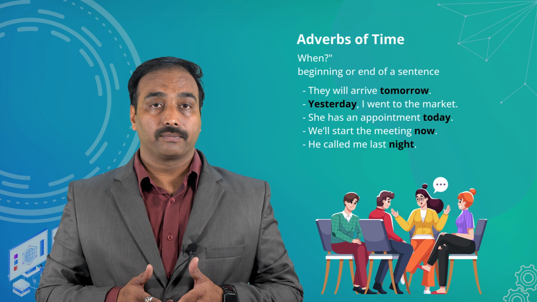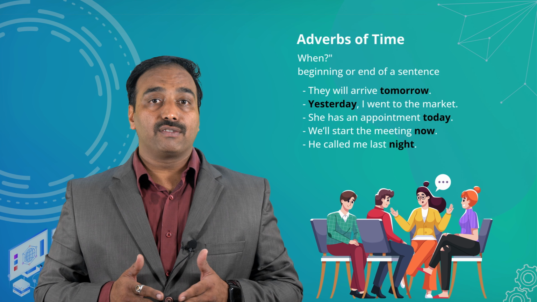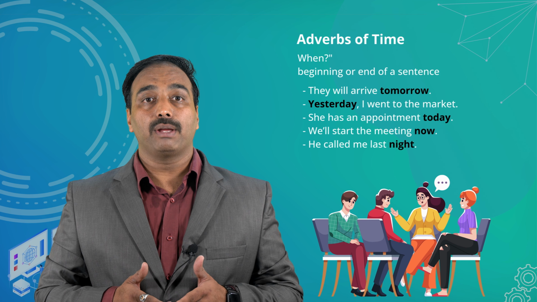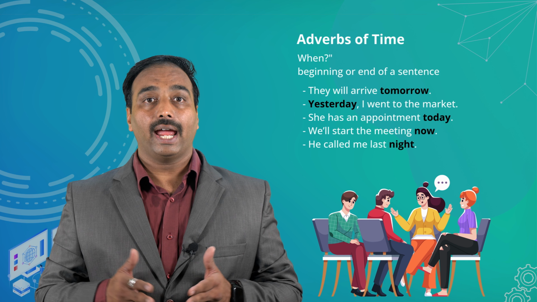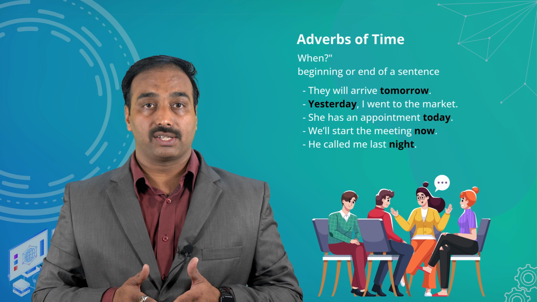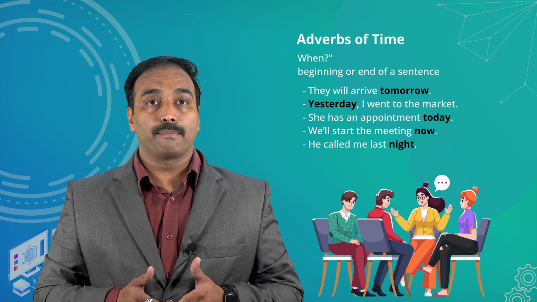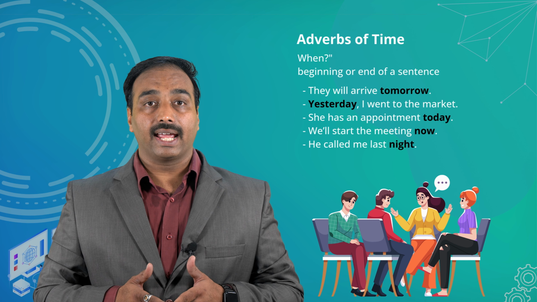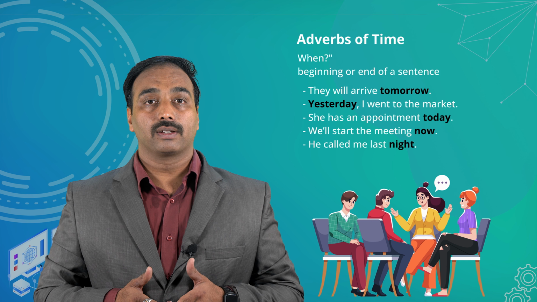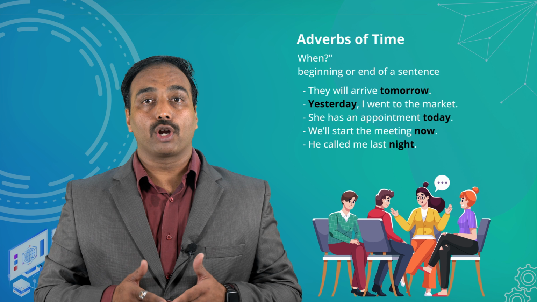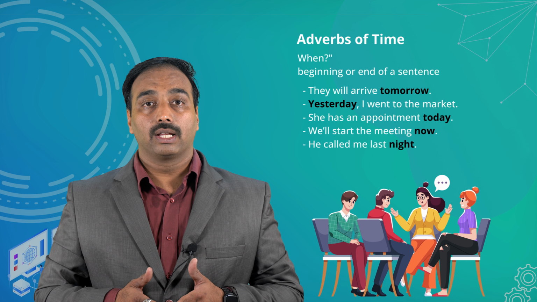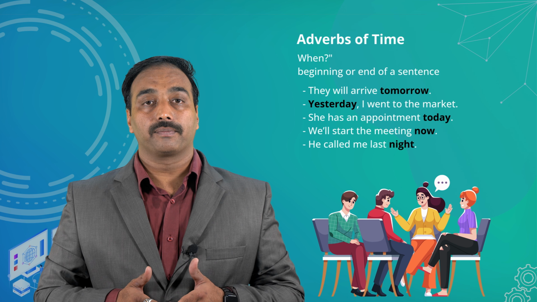Adverbs of time. These adverbs indicate when an action occurs, answering the question when. They can be placed at the beginning or end of a sentence depending on the emphasis. Examples, they will arrive tomorrow. Yesterday, I went to the market. She has an appointment today. We will start the meeting now. He called me last night.